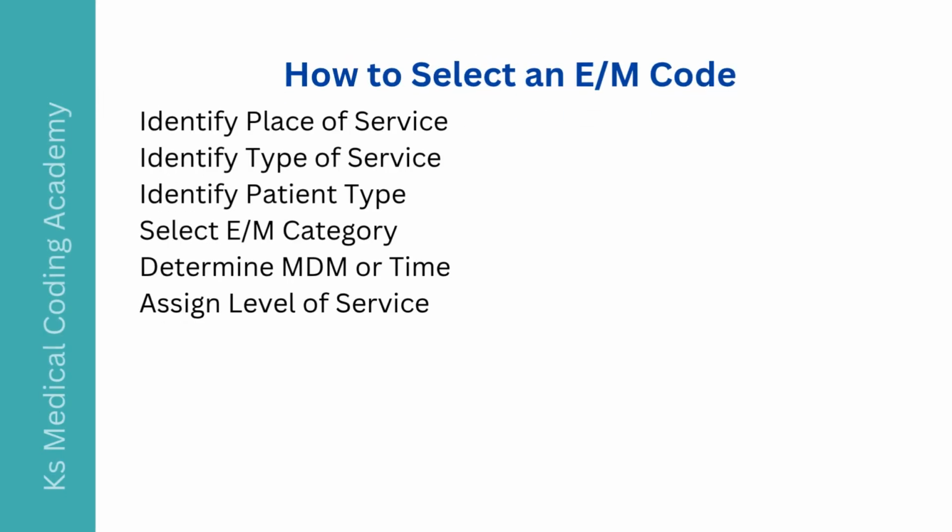Let's review the complete E/M coding workflow. First, determine where the service was provided. Next, identify the type of medical service performed. Then determine whether the patient is new, established, initial, subsequent, or discharge. Select the appropriate E/M category based on the healthcare setting. Determine the code level using medical decision-making or time, depending on CPT guidelines. Finally, assign the CPT code that accurately reflects the documented services.